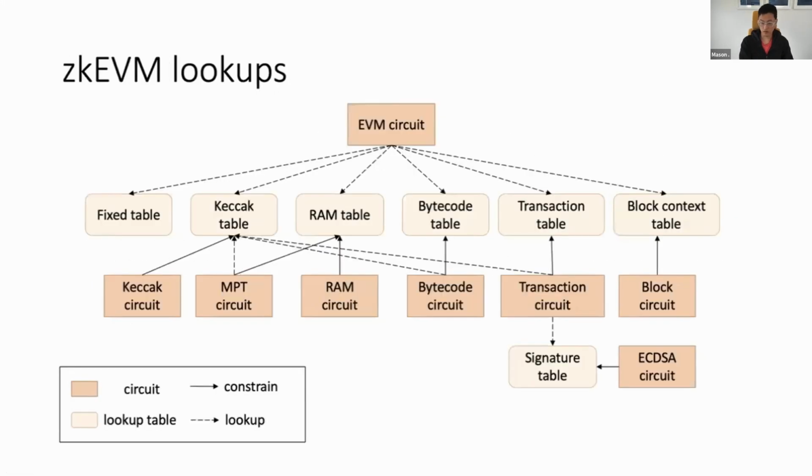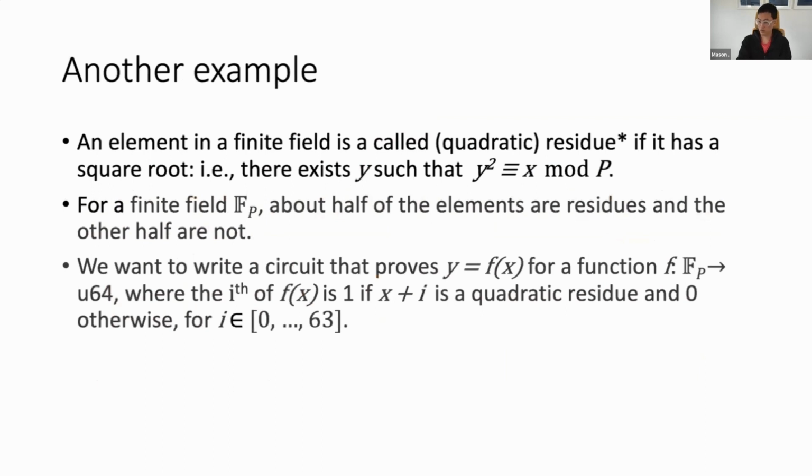Okay, so now I'm just going to go over another example that's less contrived than the Fibonacci example, but still simple enough to go over in half an hour. First, some quick math trivia. If you have an element in a finite field, then some elements will have square roots and other elements will not. For our purposes, we're going to call an element a quadratic residue if it has a square root, and a non-residue if it doesn't. About half the elements are residues and the other half are not.